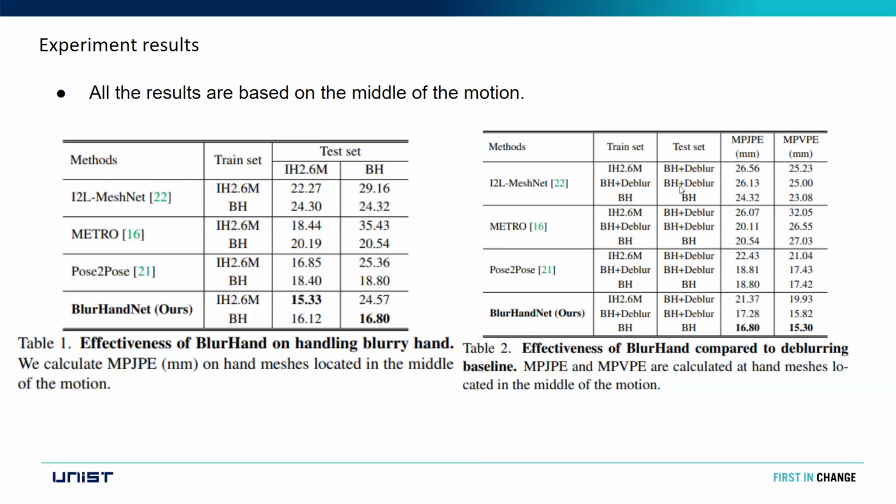Deblur. They didn't clarify carefully about that, but as far as I understood, they use a deblurring method, pre-train it on a blur dataset, and then apply that pre-trained deblur method on the BlurHand dataset to deblur the BlurHand images. But that's not good because by doing so, they lose the temporal information of the initial and ending, and they focus on the middle one. So that's why the performance is getting worse.